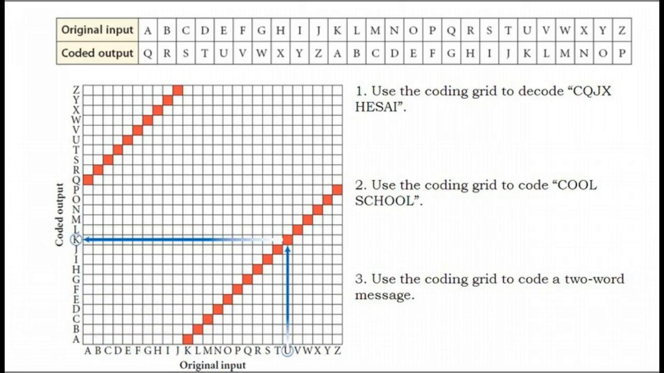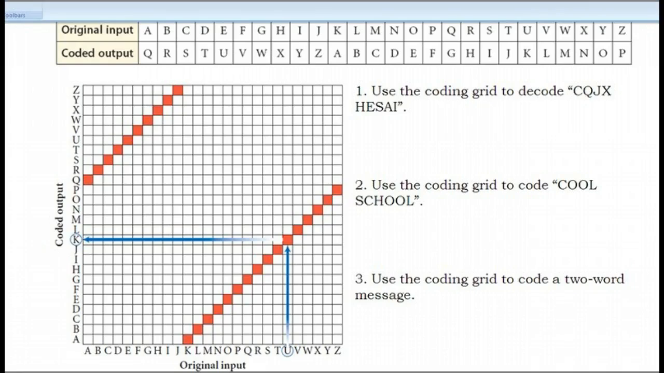M. So, the letter C code was an M, and then we have Q, so I'm going to go to my Q, and that was an A. And the J, I'm going to find the J, and that was a T. And then the X was an H. So I did each of those using the table. I'm going to do the next word using the graph.